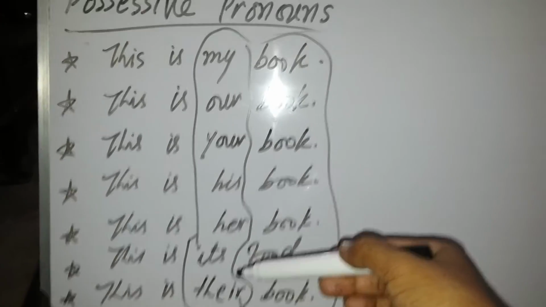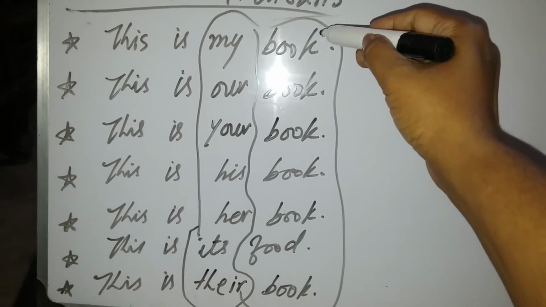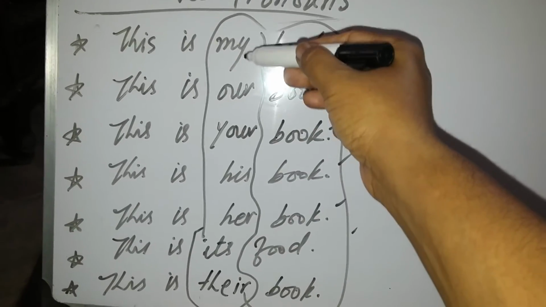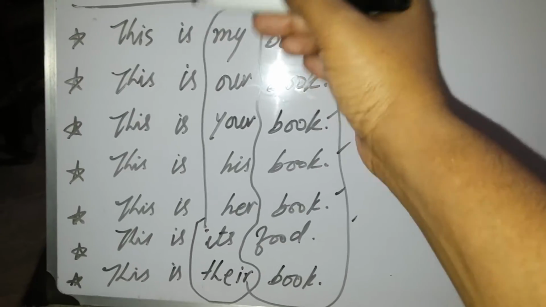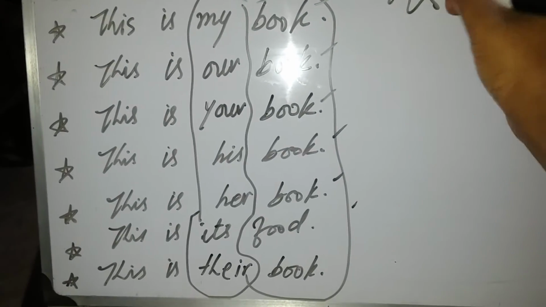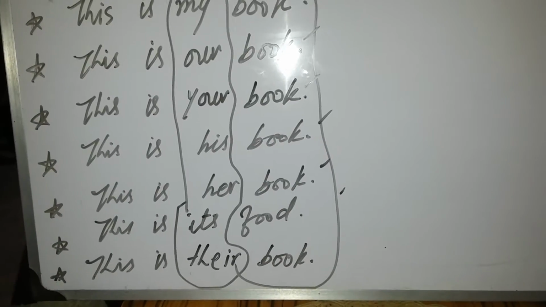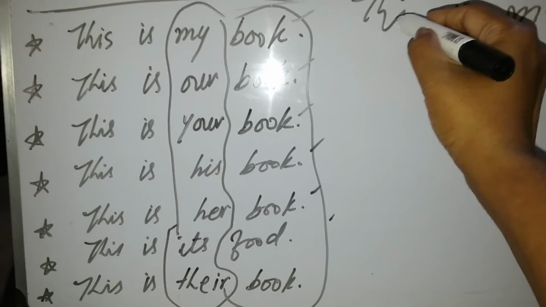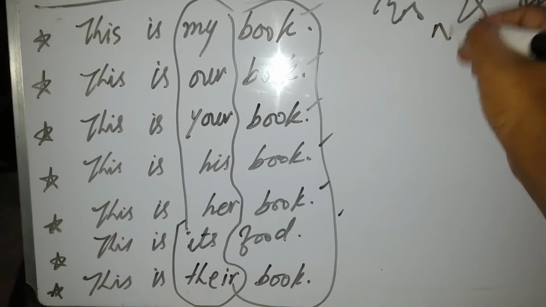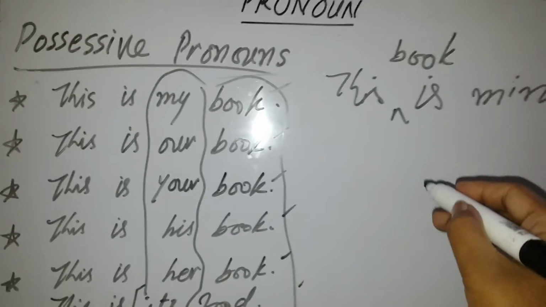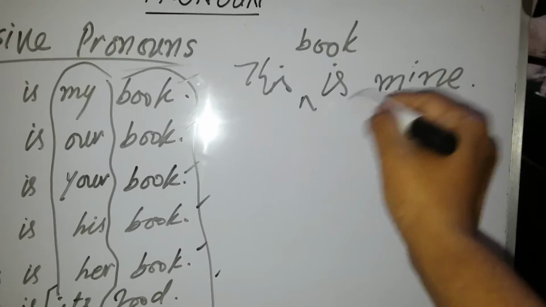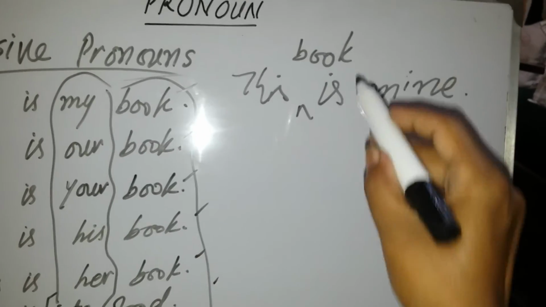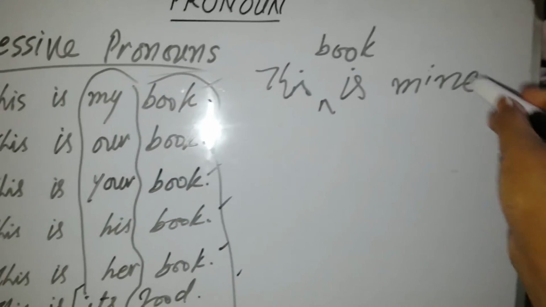For example, if I don't want to write these nouns after them, then I will have to write an independent possessive pronoun. How? This is mine. This is mine, not this is my. And if I want to write the noun, this book is mine. This book is ours. This book is yours. This book is theirs. In this way, we can write independent possessive pronouns.